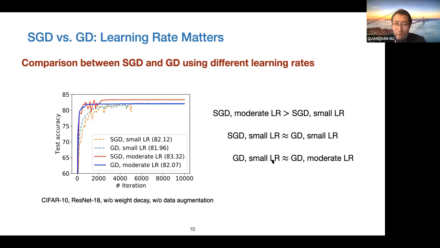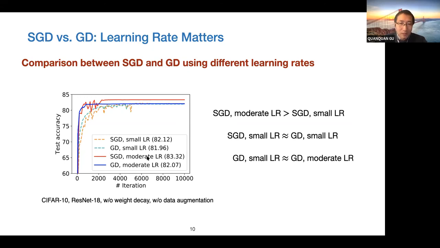So our experiment shows that for stochastic gradient descent with a small learning rate, and for gradient descent with both small and moderate learning rate, all these three algorithms, basically this orange line, this light blue line, and this blue line, in terms of the trajectory, they are very close to each other. After 6,000 or 8,000 iterations, you can see that these three lines almost overlap with each other. So it's around 82% test accuracy.